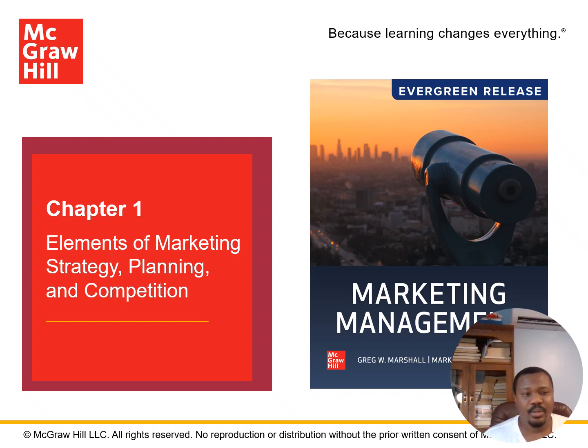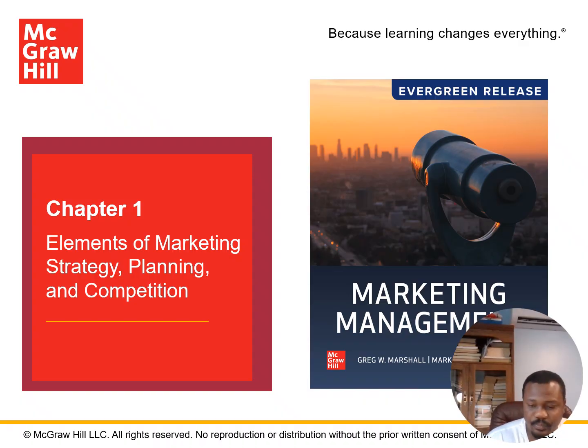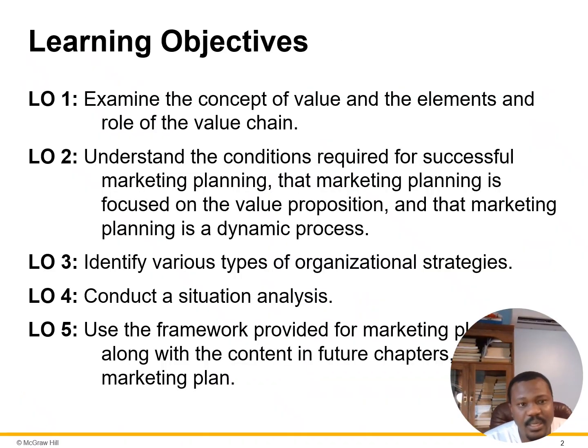Okay, let's go. Elements of marketing strategy, planning, and competition. Learning objectives. Examine the concept of value and the element and role of the value chain. Understand the conditions required for successful marketing planning. That marketing planning is focused on the value proposition and that marketing planning is a dynamic process. Various types of organizational strategies. A situation analysis.